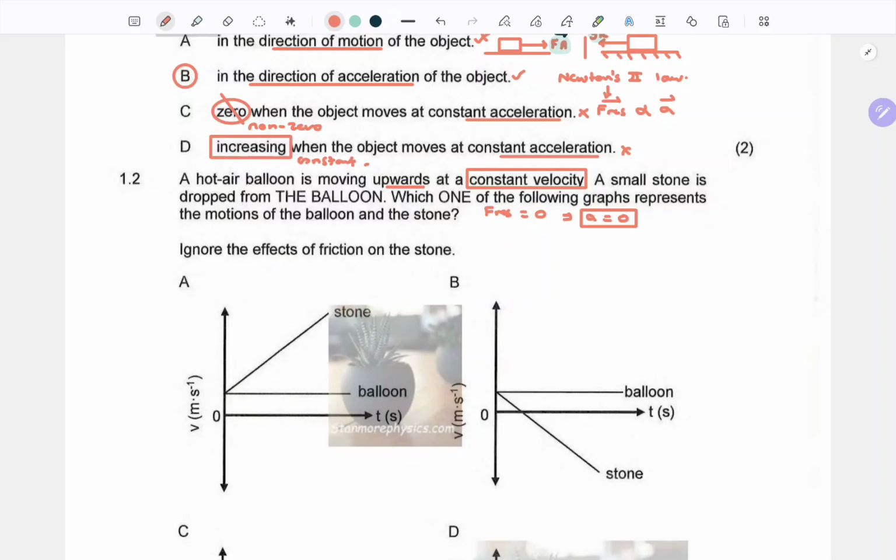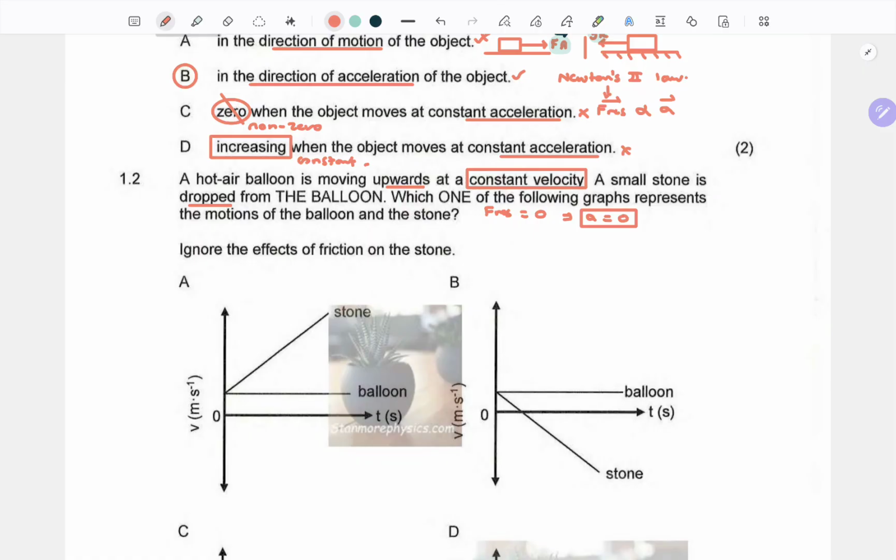Now, a small stone is dropped. Now, what is the significance of that word? It means the initial velocity of that stone, since it is being dropped from a moving object, will be the same as that velocity of the moving object it is dropped from. But as soon as they separate, different laws of physics are going to kick in. So their motion may not be the same after that.